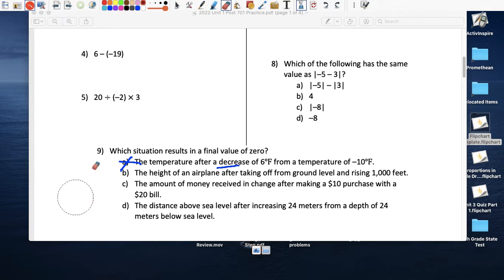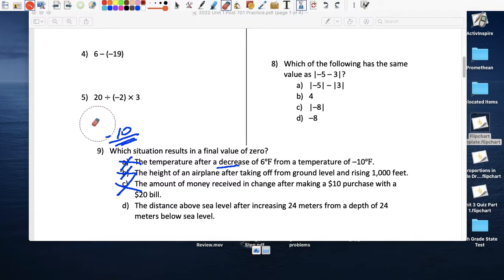The height of an airplane. So here's your airplane on the ground. How do you draw an airplane? Right, so here's your airplane, and it's going to go up 1,000 feet. Is that going to give you 0? No. The amount of money received in change after making a $10 purchase with a $20 bill. So you go to the store, you buy something for $10, right? You give them $20. Well, if you pay with $20 and something that you bought cost $10, you're going to have $10 in change. Is that what we're looking for? Also no.